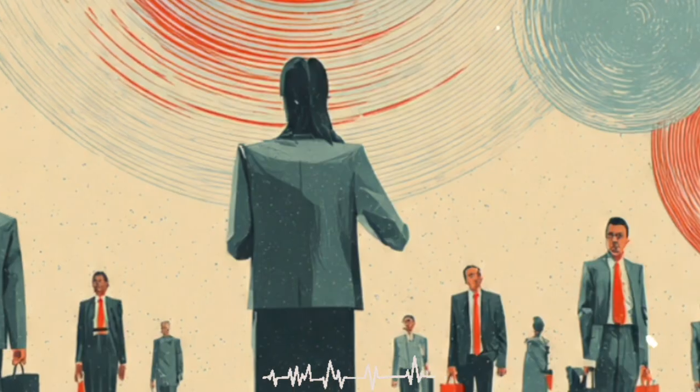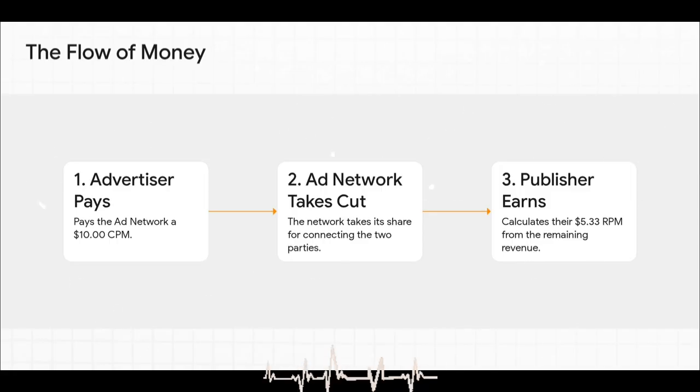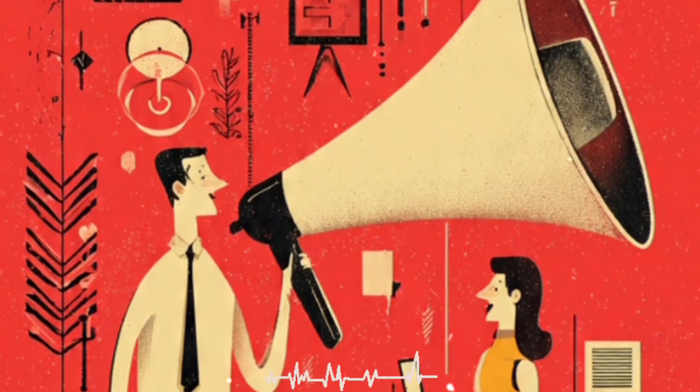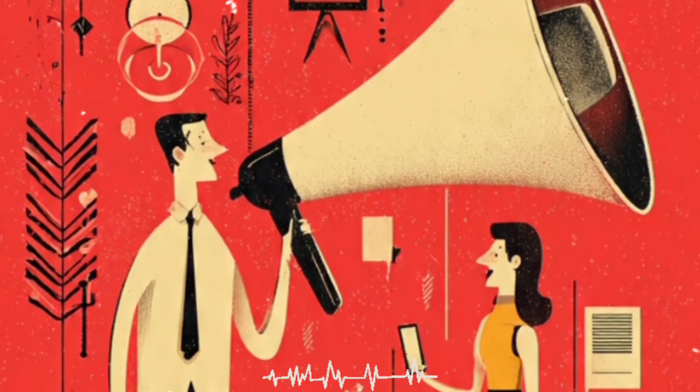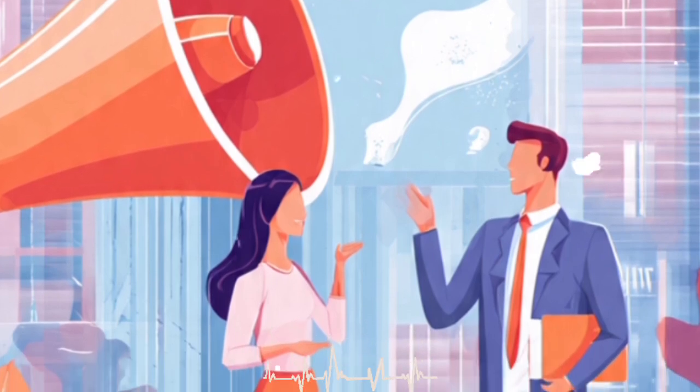And here it is, the missing piece of the puzzle. The money doesn't disappear. It flows through a middleman, the ad network. So, West Coast Gear pays its $10 to a platform, right? That platform takes its cut for providing all the tech and connecting the advertiser with the publisher. The money that's left after that cut, that's what the Wanderer's Guide receives, and that's what they use to calculate their RPM. Mystery solved. So why does any of this actually matter to you?